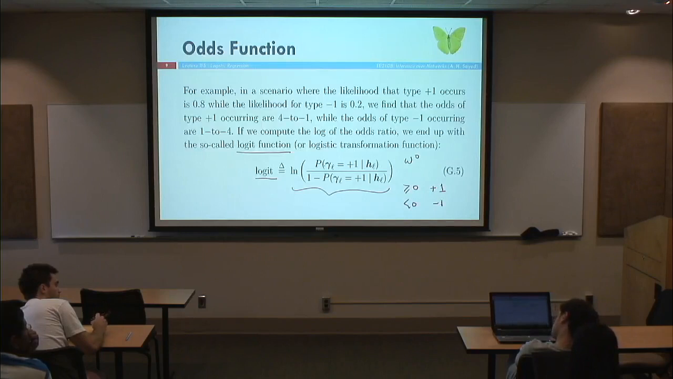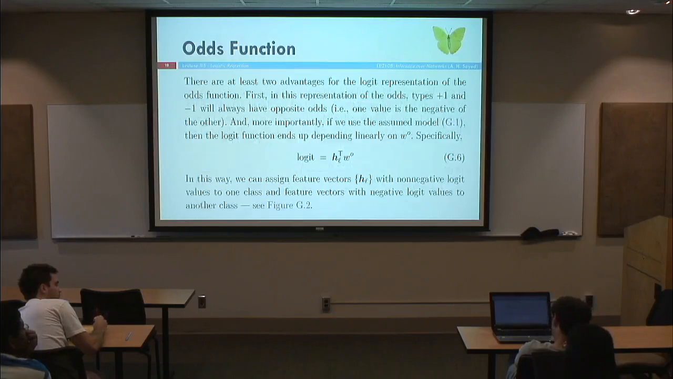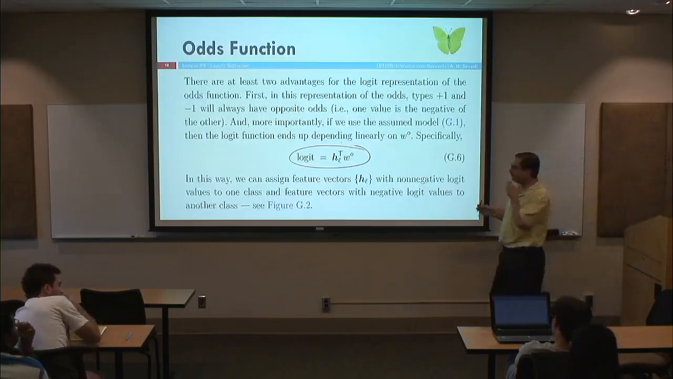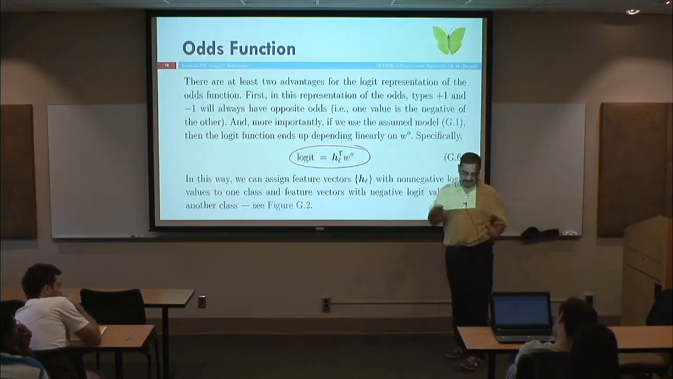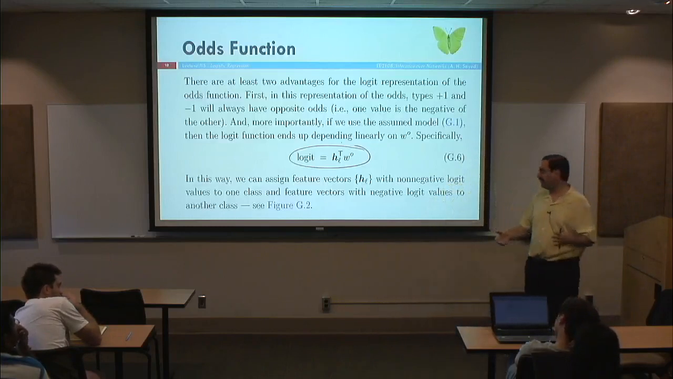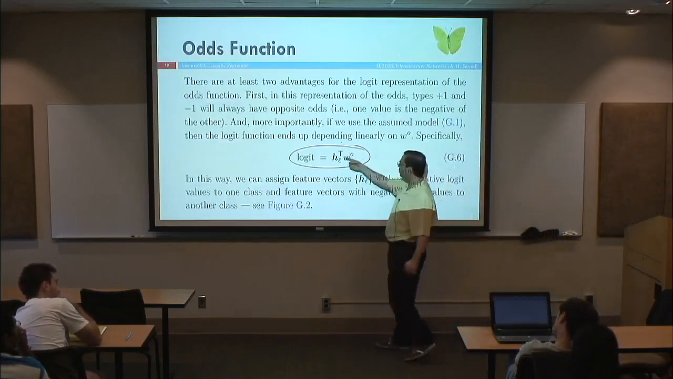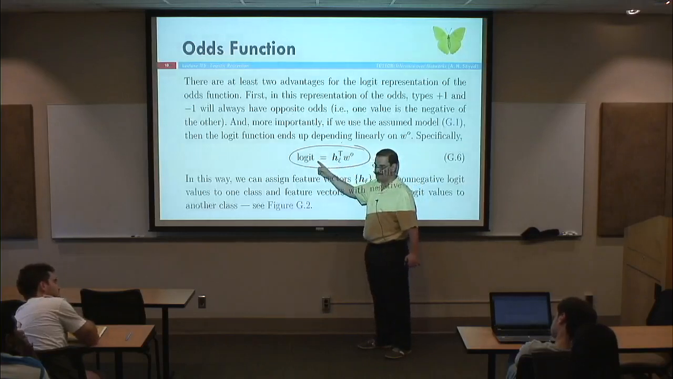Now, if you replace P by what it is, I told you earlier that P is this exponential minus H transpose omega 0, and compute this log, you will find that this function becomes linear in omega 0. So what the logistic regression problem is doing is finding a linear model for the logit function.